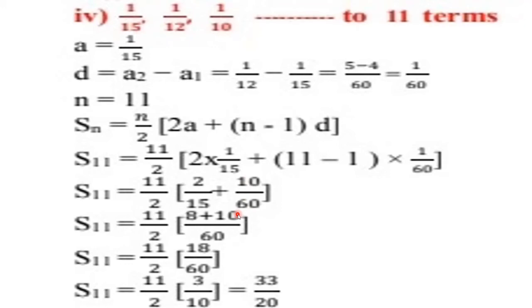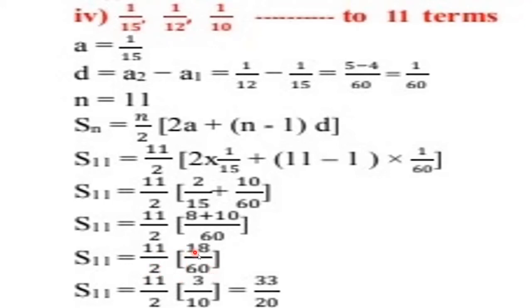Now, see the common factors. Here also you can simplify, because 10 ones are 10, 10 sixes are 60. After that you can take the LCM and simplify. What I did is I have taken 60 as the LCM. Therefore 15 fours are 60, so 2 fours are 8. Then this numerator will be as it is. So 8 plus 10 will be 18, 18 by 60. All other parameters are going to be the same. 11 by 2 into 18 by 60.